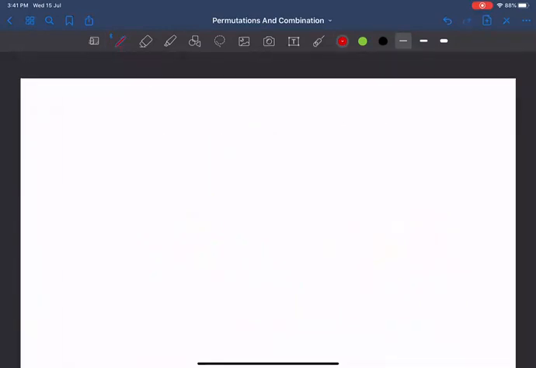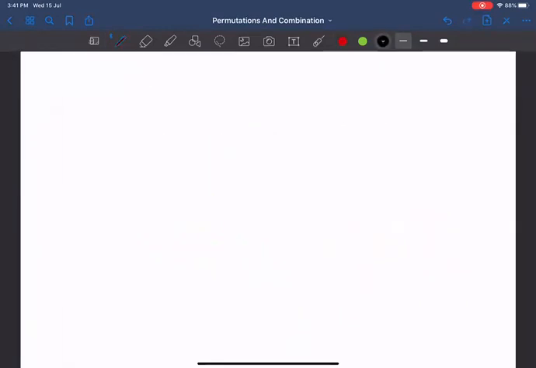Okay, let's go ahead for the next one. Next sum in this is 2n plus 1 P n minus 1, upon 2n minus 1 P n, equal to 3:5. We need to find n. How do you find n?